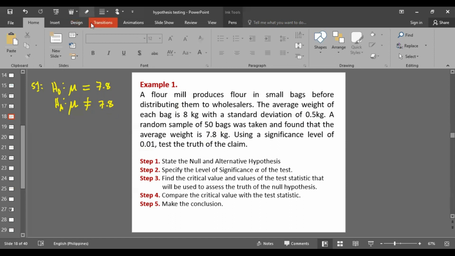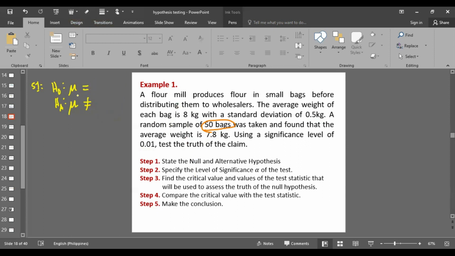Take note that a hypothesis is a statement about a population parameter. So, hypothesis about population parameter. We cannot use 7.8 because it is the sample mean. Galing lang siya sa 50 bags. Mean of the sample. Ang dapat na nasa hypothesis is the population mean.